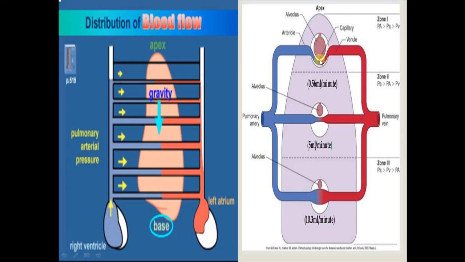So again I am repeating that blood flow through the pulmonary capillaries, which are surrounding the alveoli, depends upon the pressure difference between the alveolar air and the capillary pressure. So if the alveolar air pressure is greater, capillaries will be collapsed and blood flow will not occur. And if the pulmonary capillary pressure is greater than the alveolar pressure, then capillaries will be distended and blood flow through them will occur.